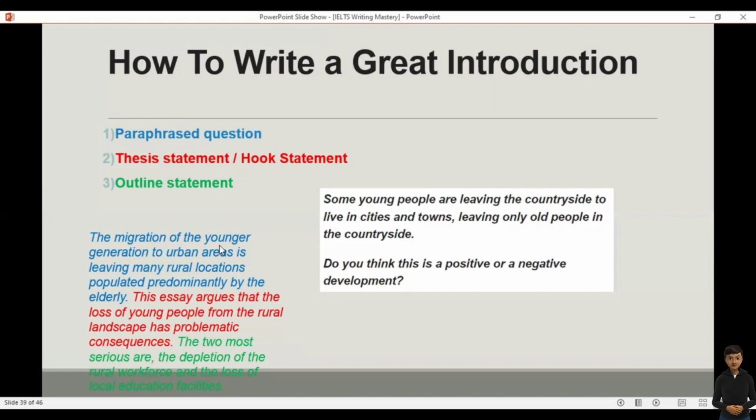And you can see the migration of the younger generation to the urban areas is leaving many rural locations populated predominantly by the elderly. This essay argues that the loss of young people from the rural landscape has problematic consequences. The 2 most serious are the depletion of the rural workforce and the loss of local educational facilities. So this outline statement in the green is really, really important because this statement is going to design further what we are going to write in our body paragraph 1 and body paragraph 2. So that's really important. So it's all about our introduction.